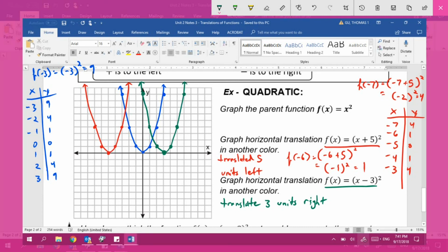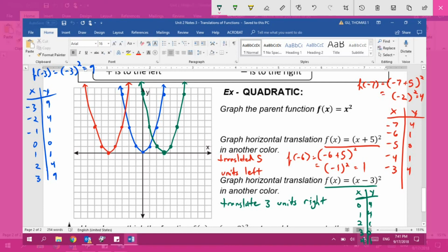Then we can just take the points from the graph and use that for our table. We can see that our furthest left point is over here. It's (0, 9). The next point right here is (1, 4). Next point is going to be over here at (2, 1). Next point is (3, 0). Then (4, 1), and so on and so forth. So you can see with the rules of translation, it makes it a lot easier.